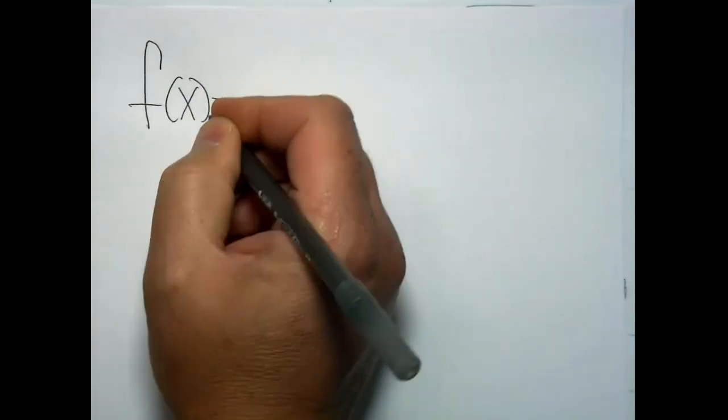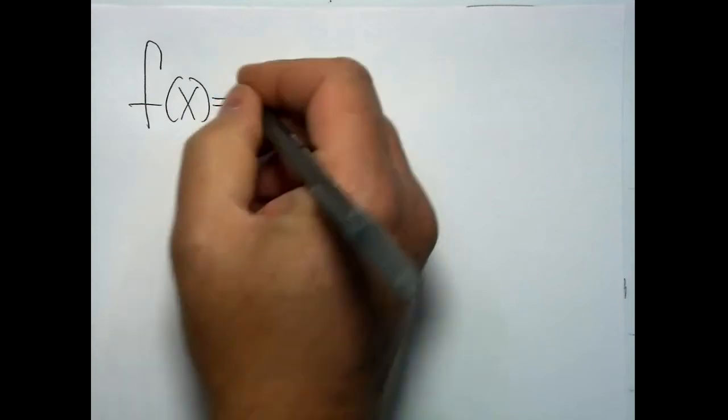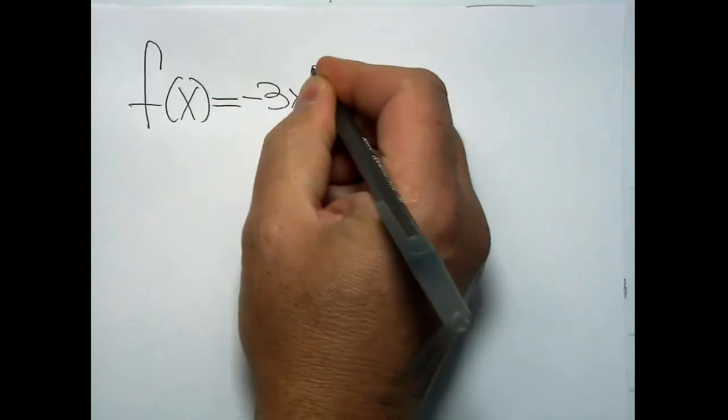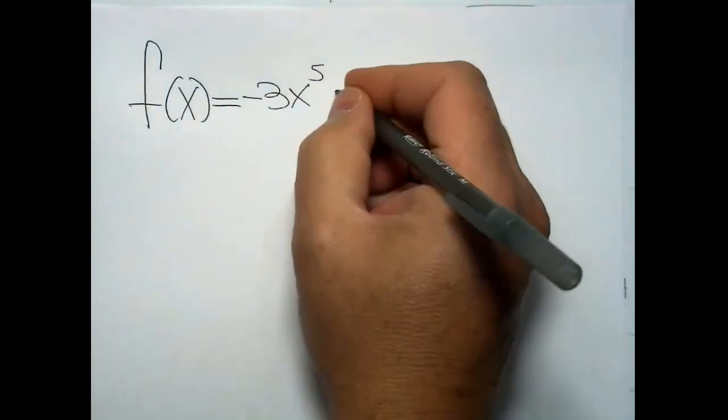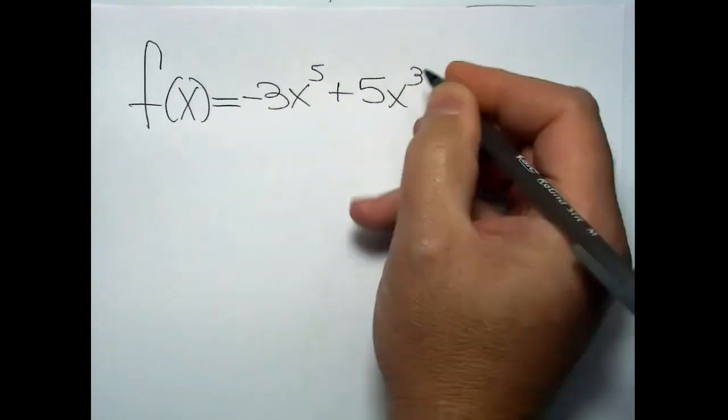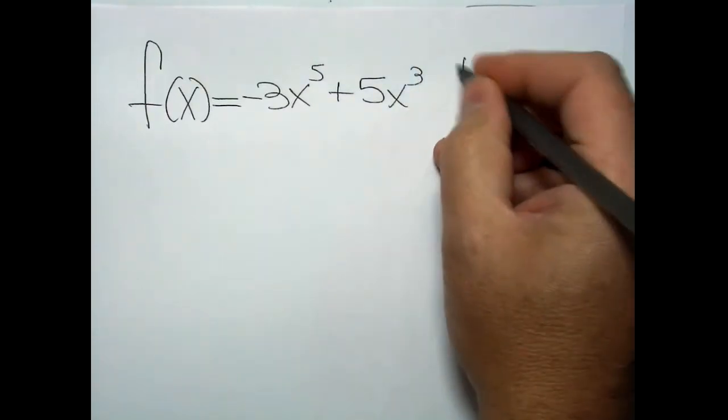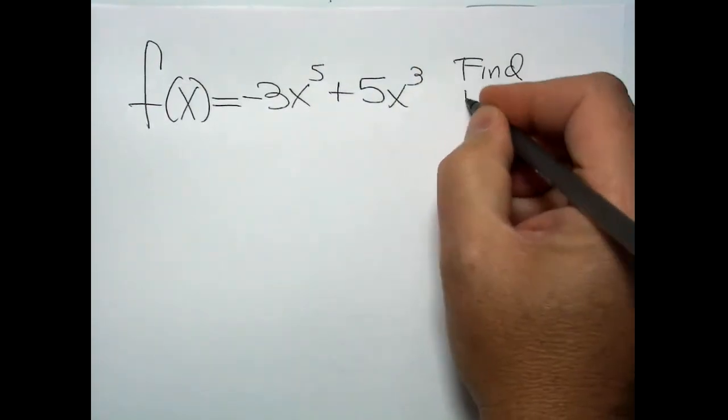One nice thing, we don't have to build a whole increasing, decreasing, or concavity table. So here's a function: negative 3x to the 5th power plus 5x cubed. The question would be this. Find the relative extrema.